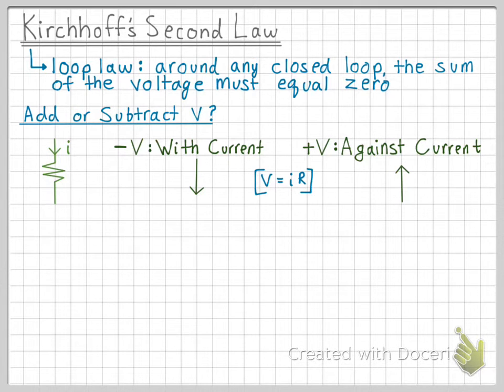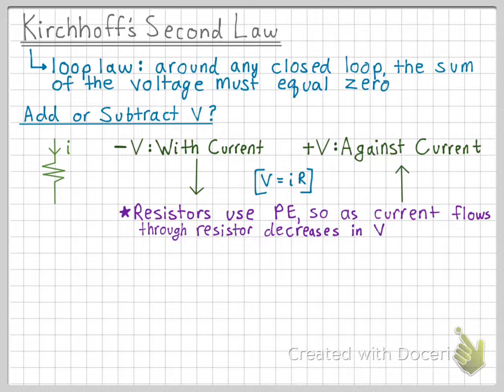The reason why we subtract voltage when we travel with the current is because as the current flows through the resistor, it uses some of the potential energy that is stored in the charges. Therefore, the voltage level before the resistor is going to be higher than the voltage level after the resistor. So therefore, there is going to be a drop or decrease in voltage. If we are going the opposite direction of the current, we know that we are traveling from a lower to higher voltage level. Therefore, we are going to increase in voltage, so we will add the voltage difference.